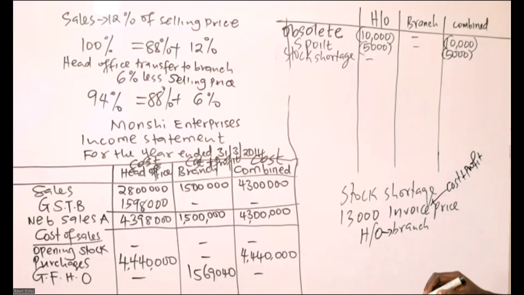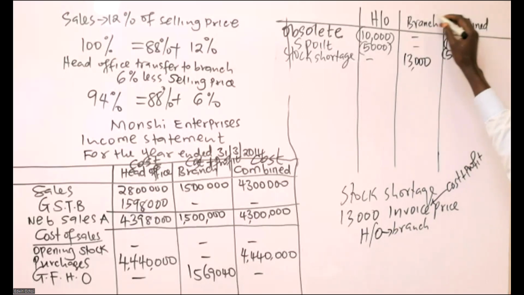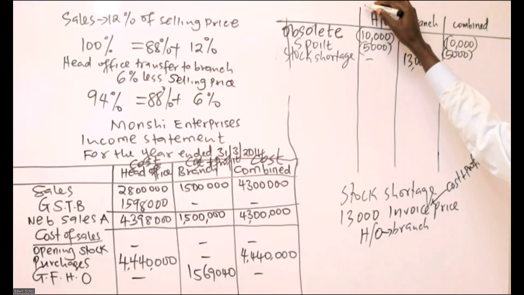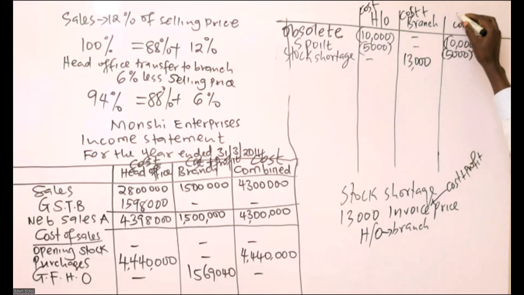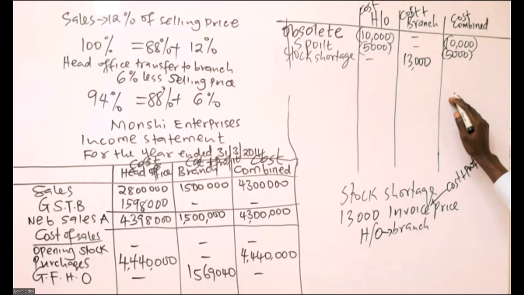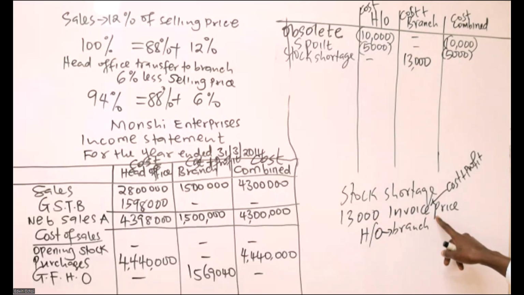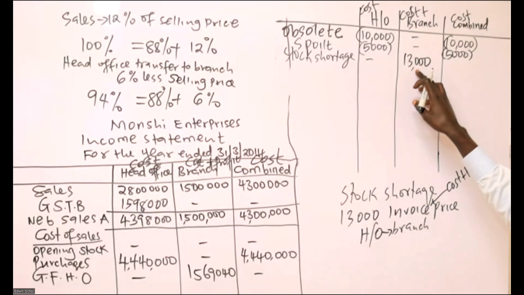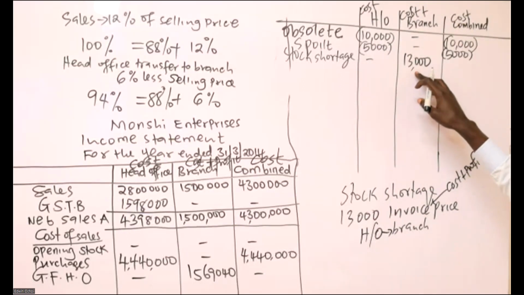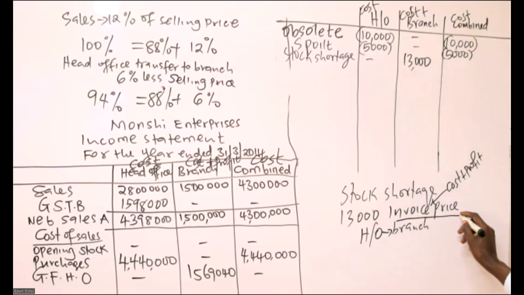The cost plus the profit, meaning that here I have to record that in. But remember that for the head office, it's at cost. This one is cost plus profit. Then this one must be at cost. Since they are very specific that this 13 is at invoice price, we cannot record the same under the combined, but we need to change this figure so that it reflects a cost, because this is cost plus profit.